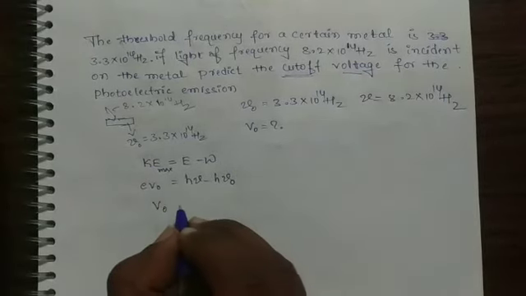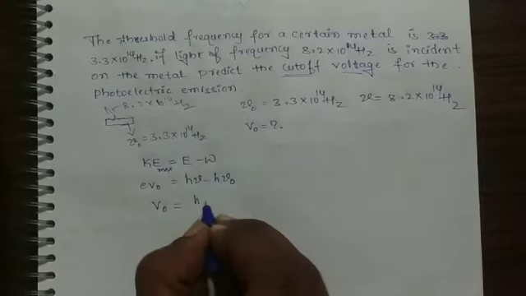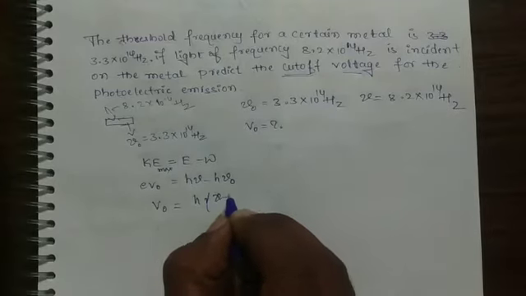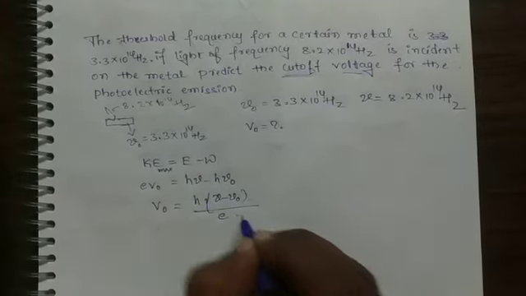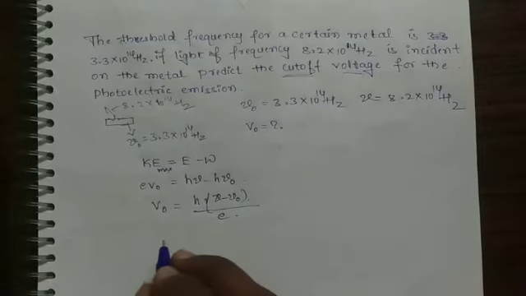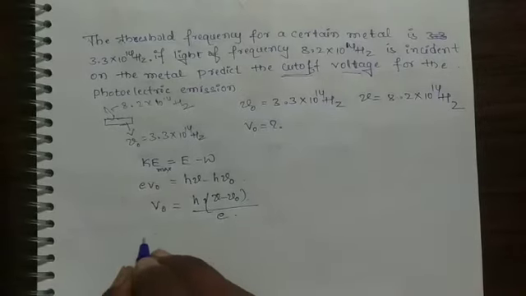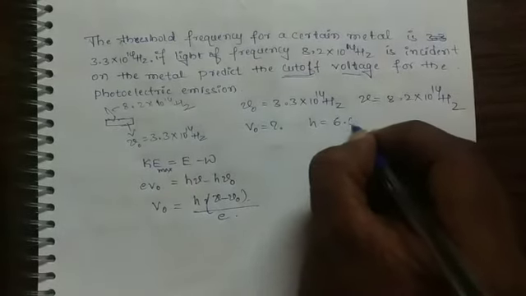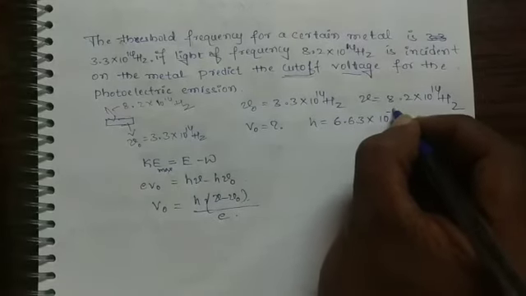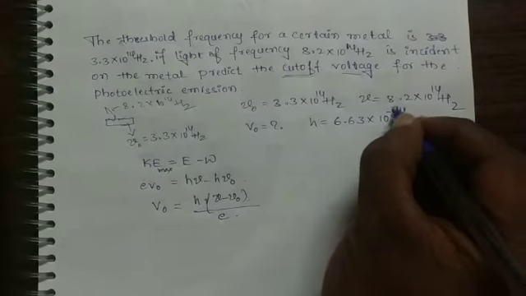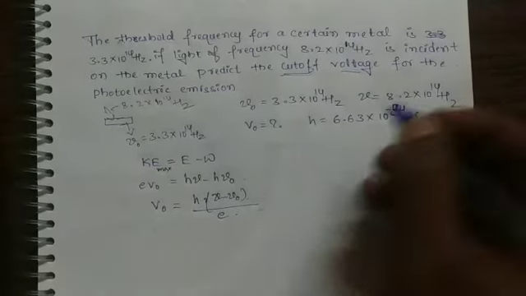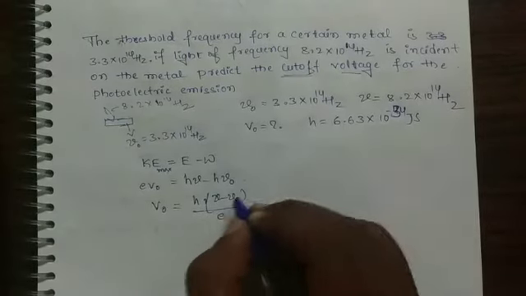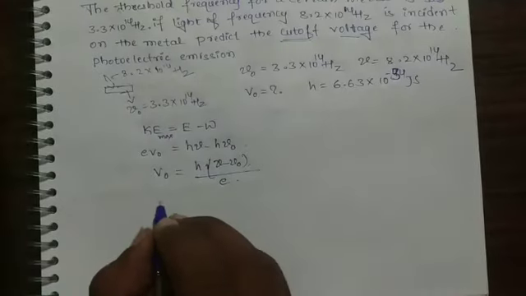So the stopping potential V naught is equal to h nu minus h nu naught. It means take h common here, so h times (nu minus nu naught) divided by e. And substitute the values. Here h is the Planck constant, its value is 6.63 into 10 power minus 34 joule second.